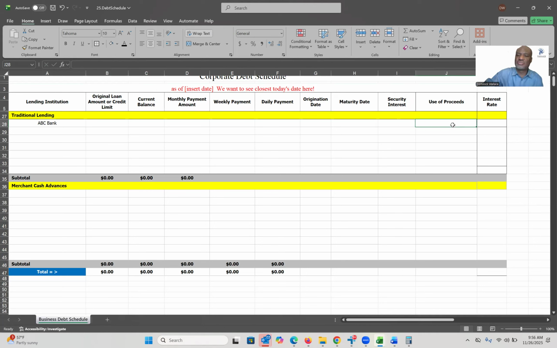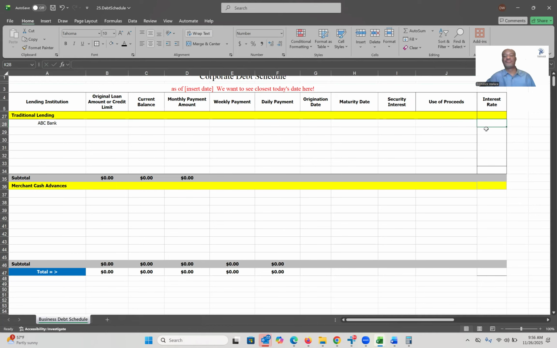Use of proceeds: if it's an equipment loan, then it would be the equipment. If it was just an overall working capital loan, then you just put working capital. What was the intention of those funds when they were provided, right? Was it working capital? Was it to finance the purchase of equipment, the purchase of real estate, cash out on real estate? What was the use of proceeds?